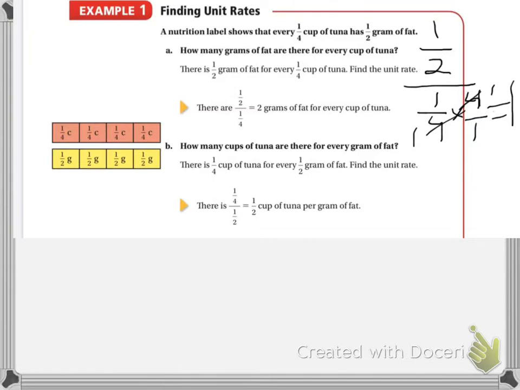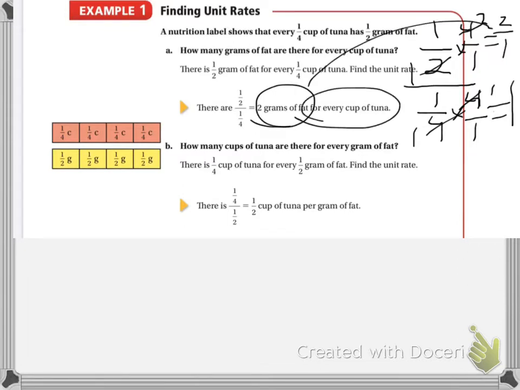Now we're going to do the exact same thing to the other part of the ratio. We're going to times by 4 over 1 here. We're going to cross cancel. This becomes a 1 and this becomes a 2. And we end up with 2 over 1, which is 2. So we know that for every 2 grams of fat, that is 1 cup of tuna.